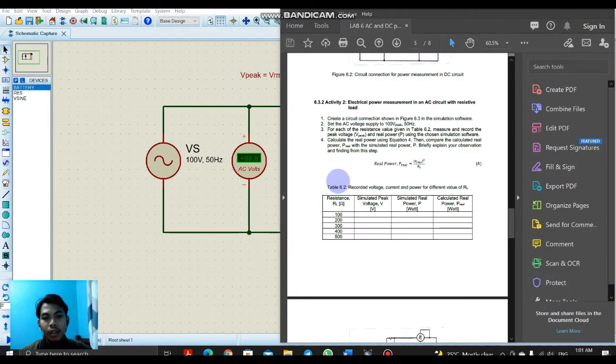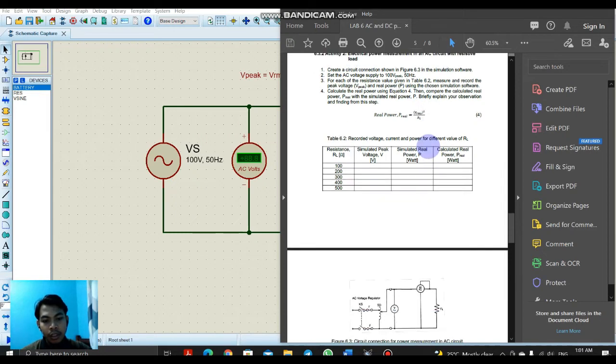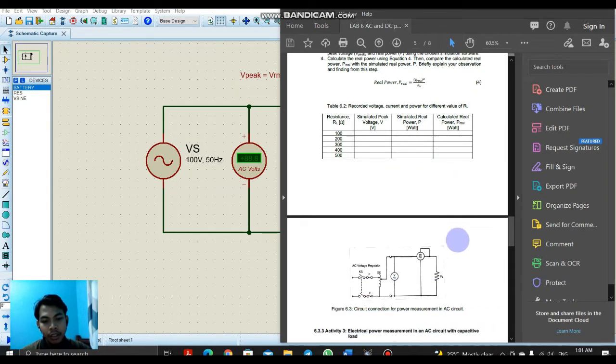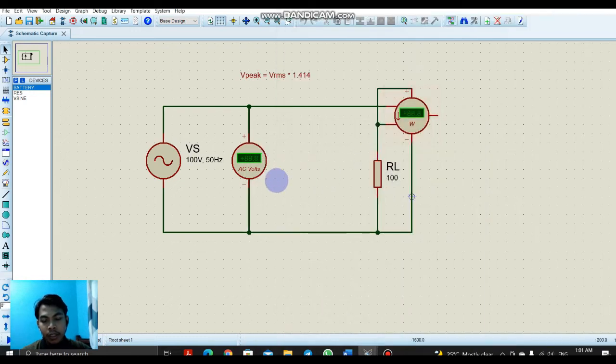Now we will continue with Activity 2, which is the electrical power measurement in an AC circuit with resistive loads. We are required to design the circuit based on Figure 6.3, which is an AC circuit. Here is the circuit that we designed in the Proteus software.